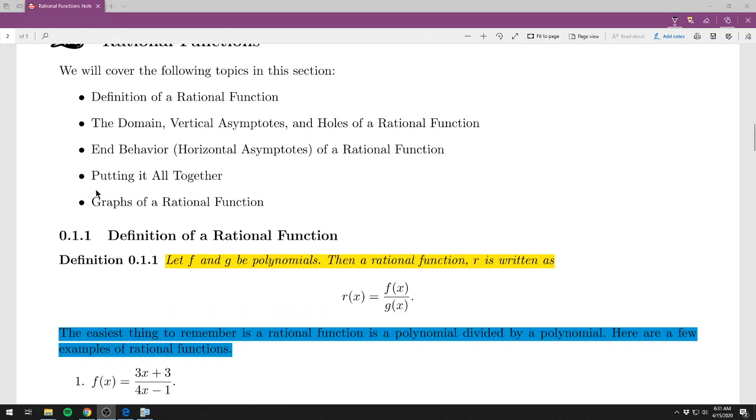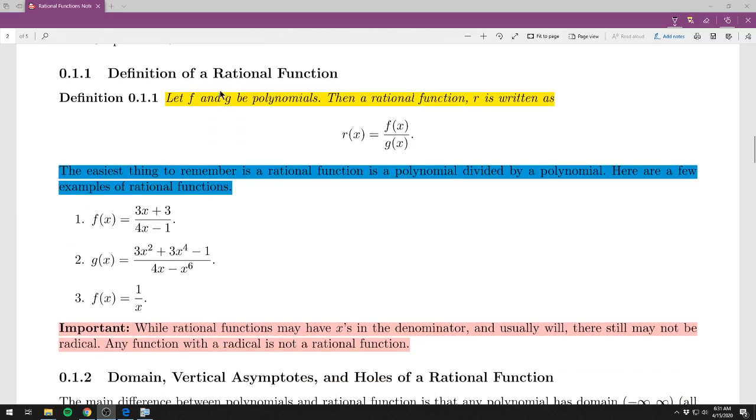Then I'll just have a problem of putting it all together. If you have a rational function, what are all the things you can figure out about it? X-intercepts, Y-intercepts, asymptotes, domain, all that stuff. And then the last little bit will be on the graphs of rational functions. Can you give me the formula for a rational function if you're given a description? Can you give me the formula of a rational function if you're given a graph, like we did with polynomials? And if you were comfortable with the polynomial stuff, this adding in the rational function things isn't too much.